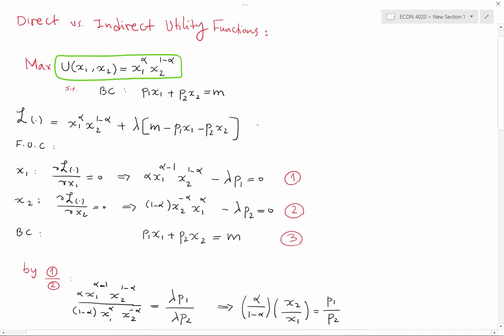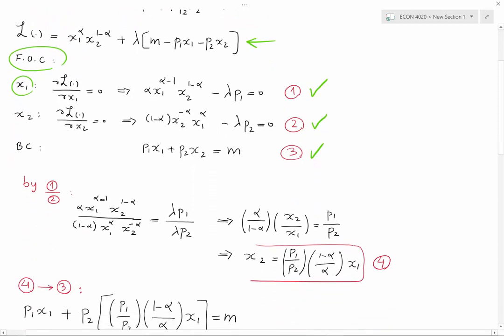So we set up our Lagrangian here and then take the first order conditions. With respect to x1, derivative of Lagrangian with respect to x1 equal to 0, we get equation number 1, and derivative of Lagrangian with respect to x2 equal to 0, we get equation number 2, and the budget constraint must hold for these first order conditions.